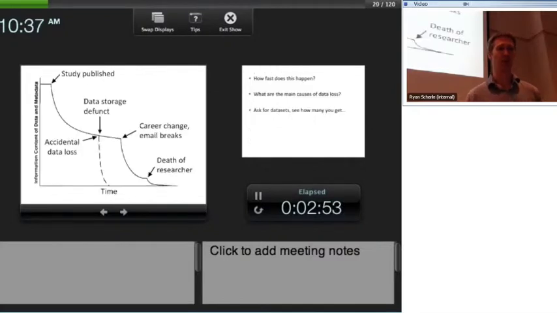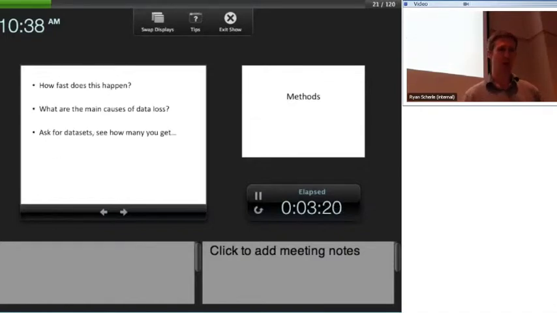And so here are the major causes, the things which cause the entire data set to disappear. It's either stored on a defunct format that nobody has a disk drive for anymore, someone's computer is stolen and that's the only copy of the data, people change careers completely and they can no longer be contacted, and right at the end there's final death, where authors are no longer available to discuss. And the way to address this is just to ask for the data sets and see how many you get.